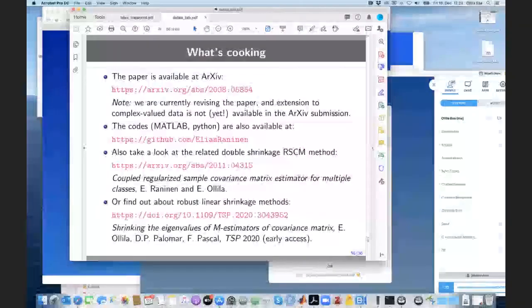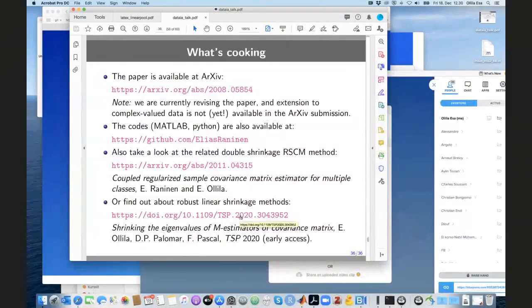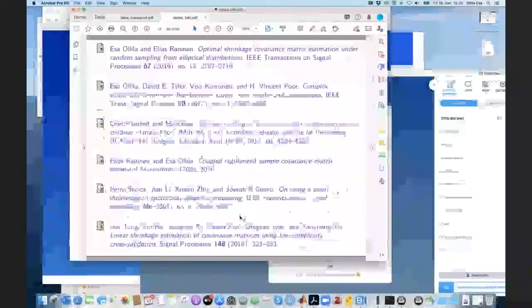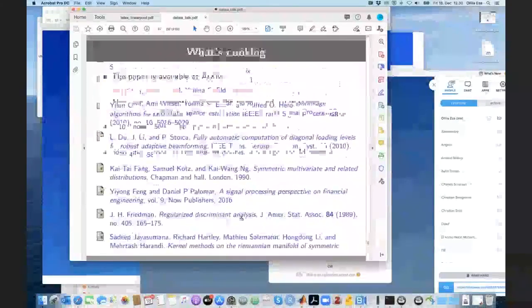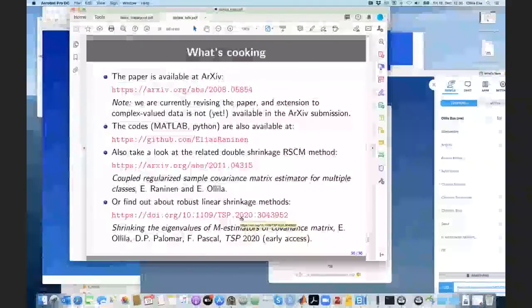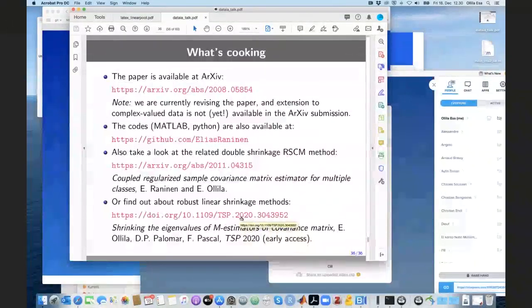Earlier I mentioned a double shrinkage approach. We have a very recent paper on that, which you can also look at. It's on the same problem of estimating covariance matrices of multiple classes, so you may also be interested to look at that. And you may also be interested in looking at robust methods, which are also available in this link here. So that's it. Here I have some references of the papers that I showed earlier. I don't know how much time we have, but I'm very happy to answer any questions that you may have.